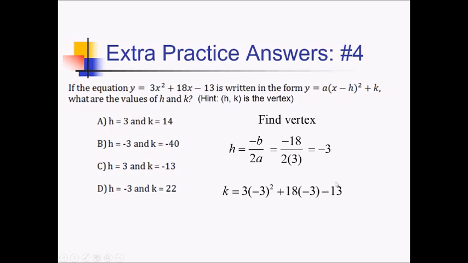Negative 27 minus 13 is negative 40. So that's our k value, negative 40. So that's going to be answer choice B. If you have a vertex of negative 3, negative 40, choice B.